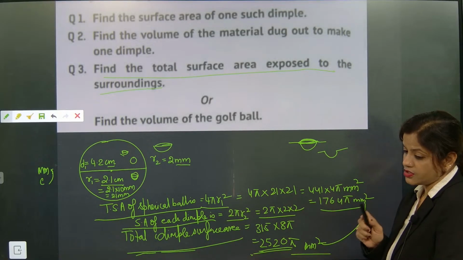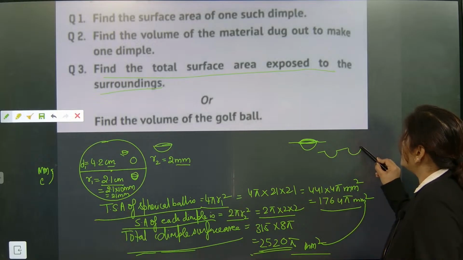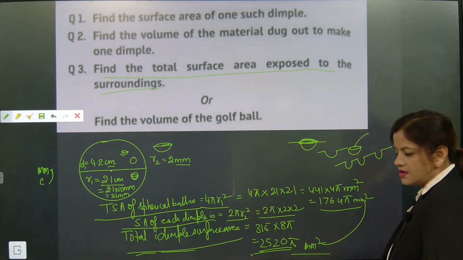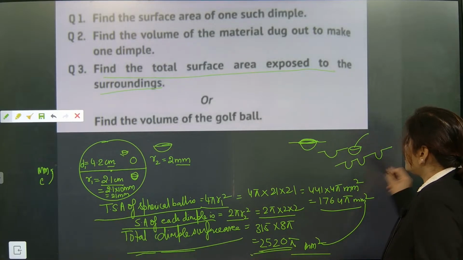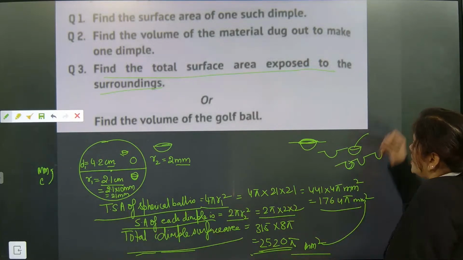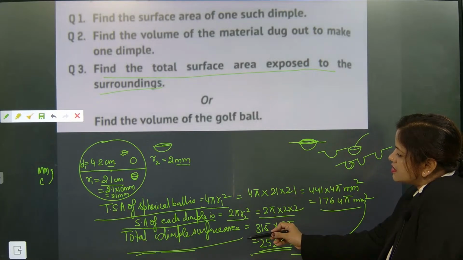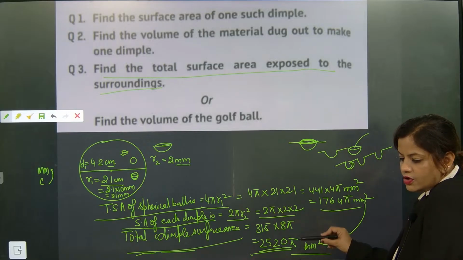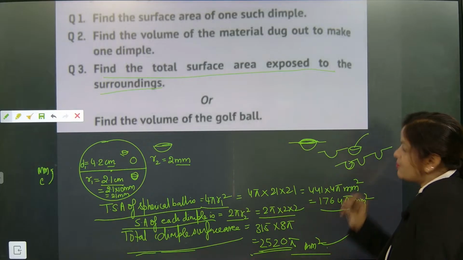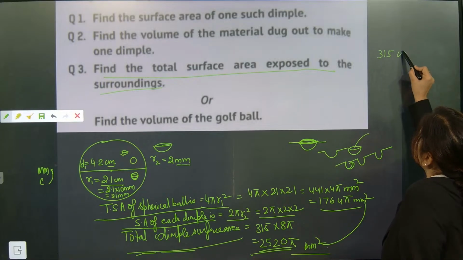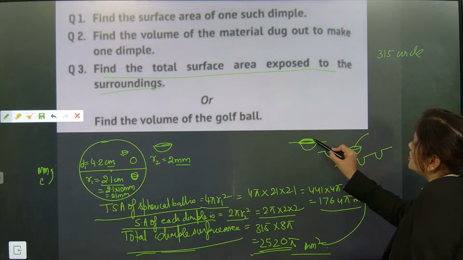Understood? Very carefully solve this question. Again, this is there. This circle has to be removed. So it should come like this. Are you understanding? But this upper part has to be removed. So what is the TSA? This is the TSA of the ball, this is the TSA of the dimple. That is the surface where the part is exactly there. Already we have got 2520. Now the next part is the area of 315 circles. Because that circle, this part has to be removed.